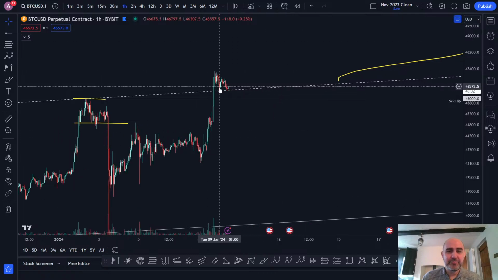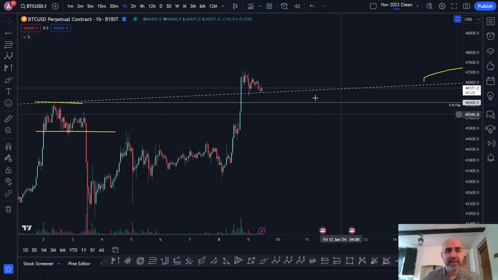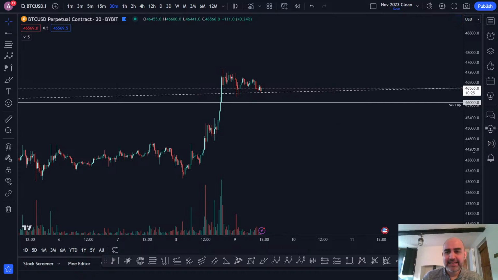So yeah, in brief, just let the range form on Bitcoin. There aren't any trades to be had just yet. Is that clear?